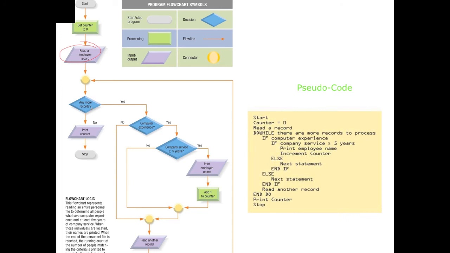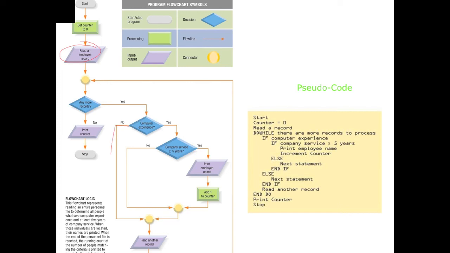Then you say, here's a decision node. You want to see whether there's any more node. If it's no, which means you've reached the end of all your records, so you just print out the counter. If it's yes, well, I still have more records. Let's just look at the current one we have. Does this person have computer experience?